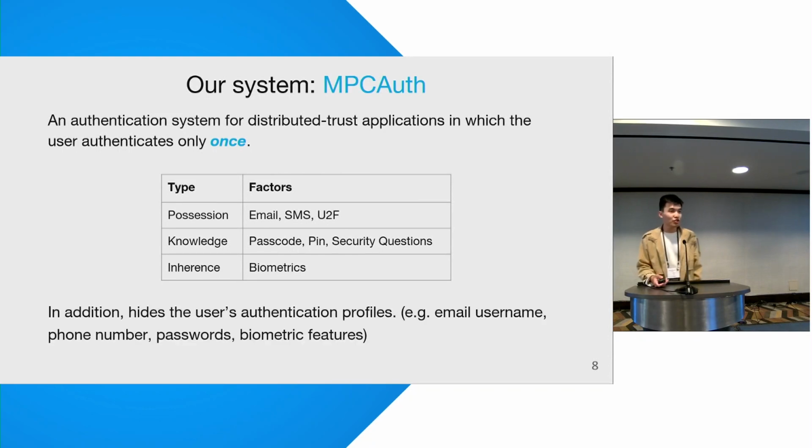And one amazing additional property of our system is that it is profile hiding. That means it hides the user's authentication profile such as your email username, phone numbers, passwords, and biometric features. In a typical centralized server, when the user registers for some service provider, she will necessarily have to provide these authentication profiles to the service provider. We show that in our work, we can actually leverage the distributed trust infrastructure to have the servers authenticate the clients without even revealing these authentication profiles.